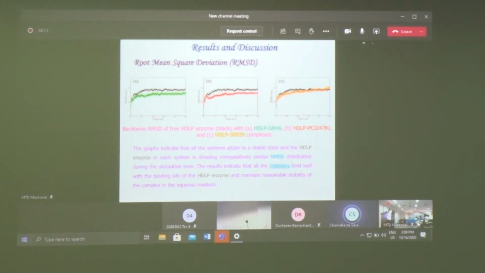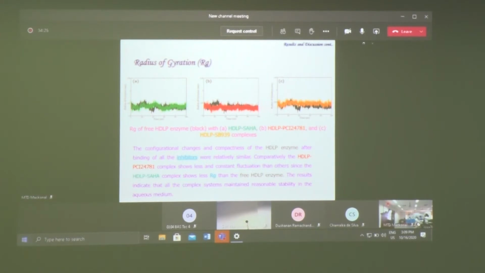Also, the stability of the complexes indicated by green, red, and orange are more stable than the free SPAK enzyme. And basic variation, the configuration changes and compactness of the SPAK enzyme after binding of all the inhibitors remain similar when RMSD is seen. Comparatively, the SPAK BCA24781 complex shows less and constant fluctuation than the others.